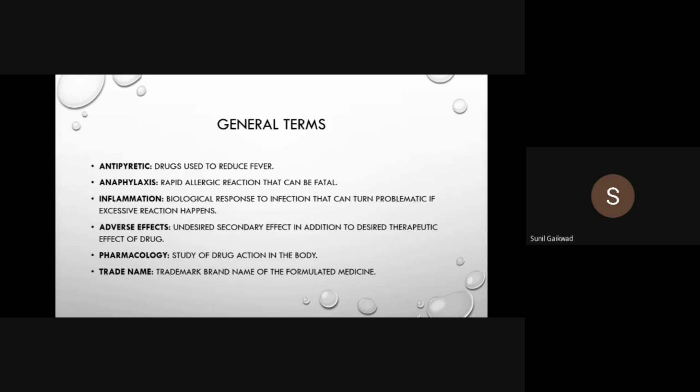Inflammation is similar to anaphylaxis, but it is not lethal. Inflammation is important for the body, as it is a biological response to infection that can turn problematic if an excessive reaction happens. So it is important, but not when it is not required. Adverse effects are nothing but undesired secondary effects in addition to the desired therapeutic effect of a drug.